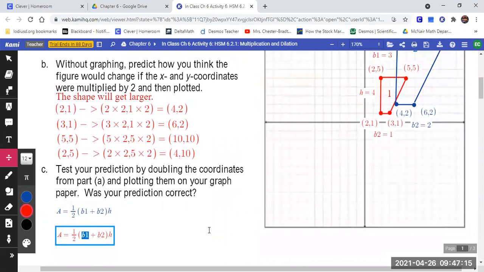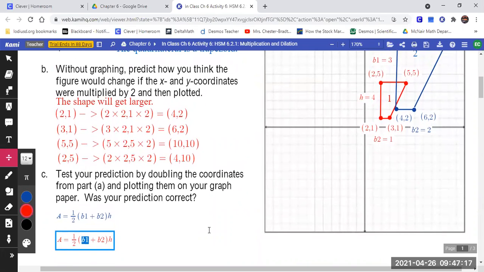Look where you said B1 for red, and how much is it? 3, okay. And then how much did we say is base 2 for the red? 1. And how high did we say the red was? 4. Okay. Now we're going to repeat this process for the blue one.